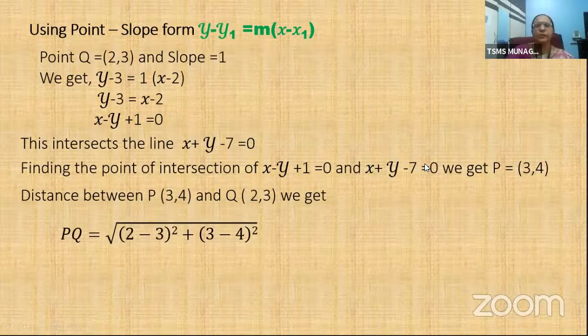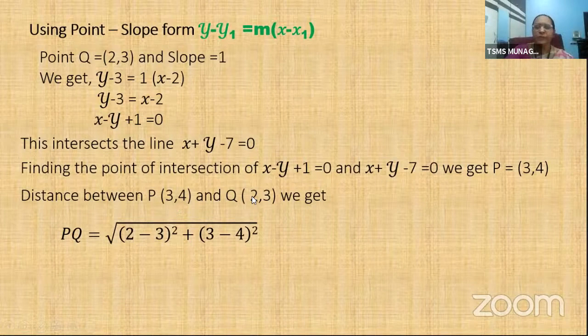You will have x plus x, 2x. 2x minus 6 equal to 0, or 2x equal to 6, or x equal to 3. Similarly, if you subtract these equations, you will get the value of y as 4. So here the point of intersection of these two lines is P of 3, comma 4. So our aim here is to find the distance between these 2 points.